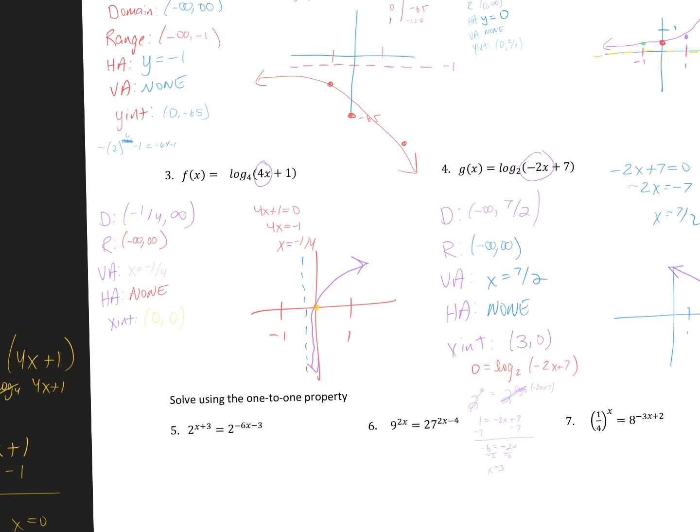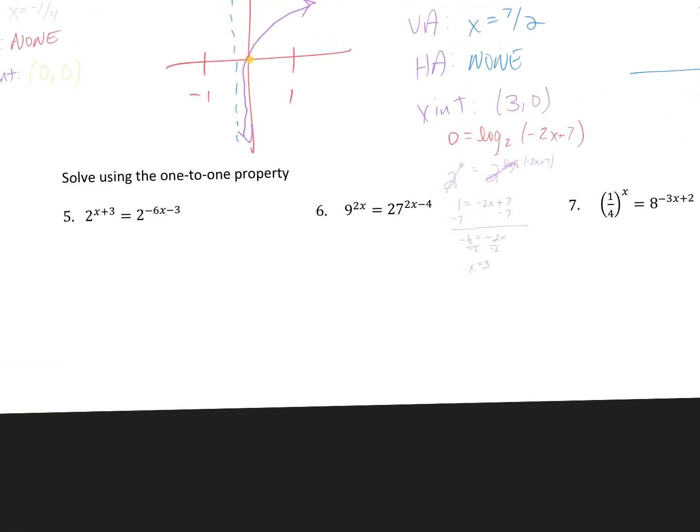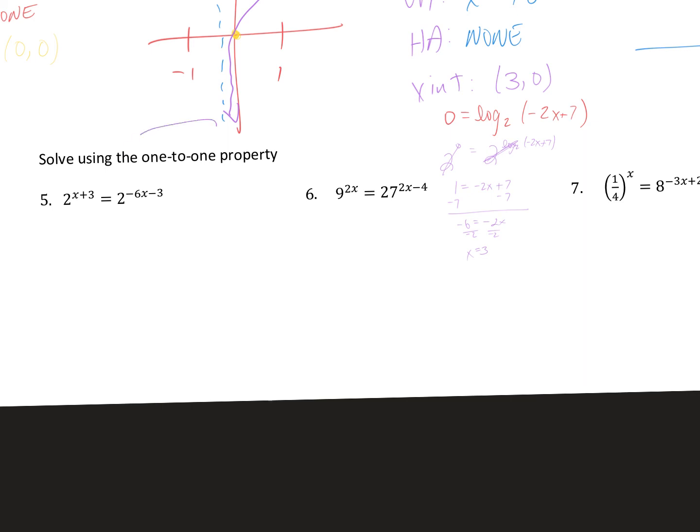Questions on those ones? Yes? Go ahead. Your guys will have one of each of those. Every version of the quiz will have one of each. You'll have an exponential and a log. Then you're going to have a couple that are the one-to-one property. If I tell you to solve using one-to-one, what does that mean? You can get the bases the same if they aren't already the same.